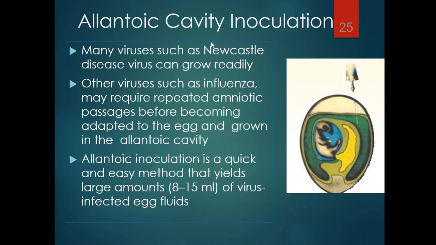Allantoic cavity inoculation. Many viruses such as Newcastle disease virus can grow readily. Other viruses such as influenza virus may require repeated amniotic passage before becoming adapted to the egg and grown in the allantoic cavity. Allantoic inoculation is a quick and easy method that yields a large amount, 8 to 15 ml, of virus-infected egg fluid.